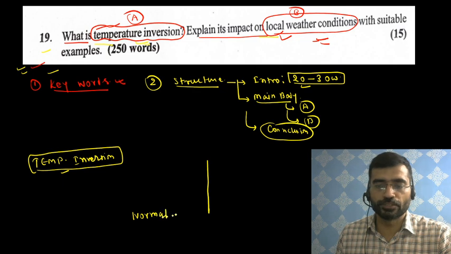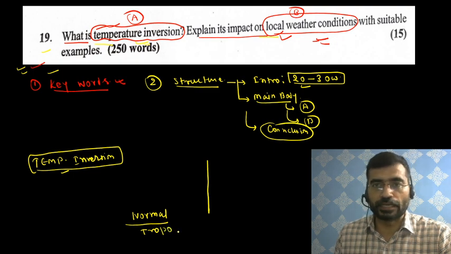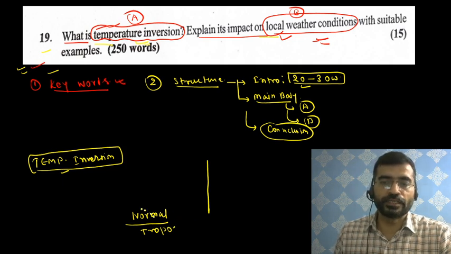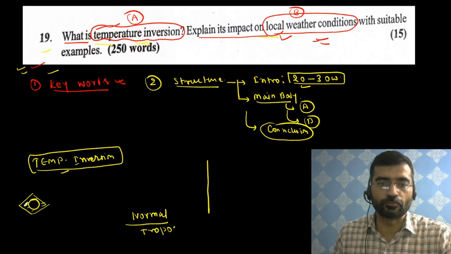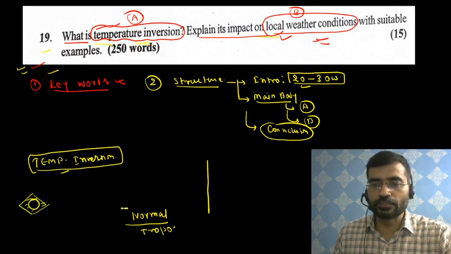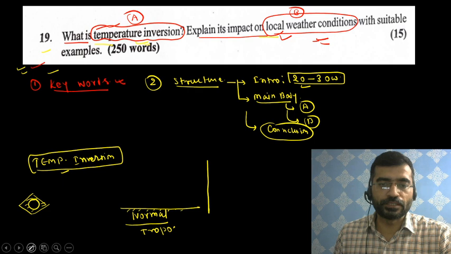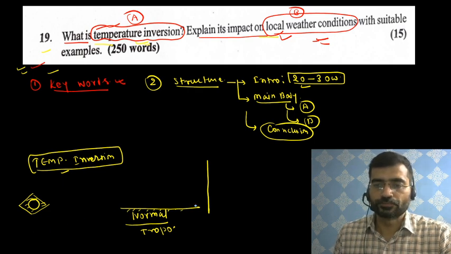Normal condition: first understand the troposphere. The troposphere, you know very well, is the lowermost layer of the atmosphere surrounding our planet Earth. This layer is called the troposphere. What is interesting in the troposphere? Suppose this is the ground surface. Usually what happens in the troposphere is that temperature decreases with increasing height.